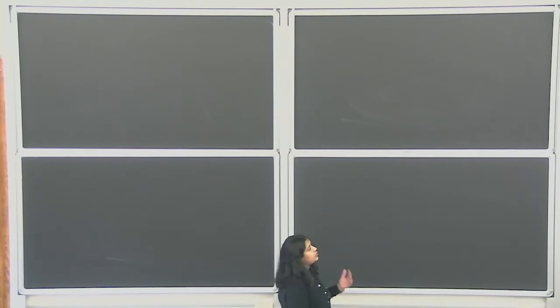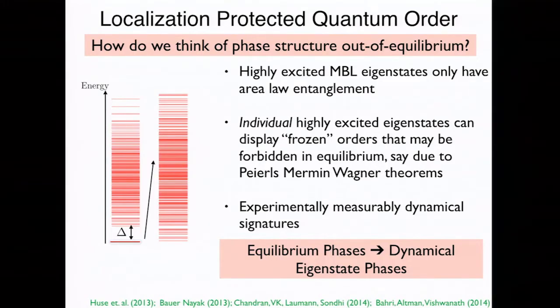So the way this works, it goes under the name of localization protected quantum order or eigenstate order. Okay, so the basic idea is that, as we were discussing last time, usually in a thermalizing system, highly excited eigenstates have volume law entanglement entropy. They're very entangled states. Okay, but in a many-body localized system, even a highly excited eigenstate, one that corresponds to infinite temperature, actually only has area law entanglement. Okay? And usually you associate area law entanglement with ground states of gapped quantum systems. Okay? So you want to think of area law entanglement as preserving quantum coherence in some sense.